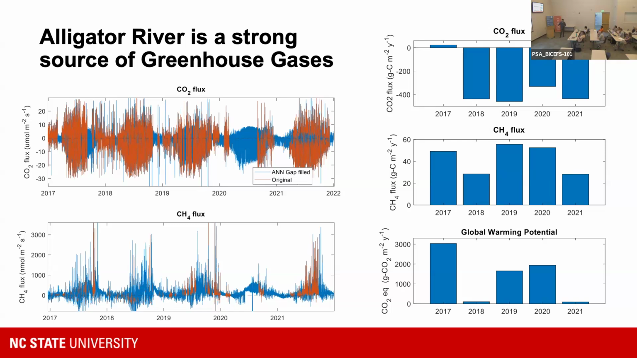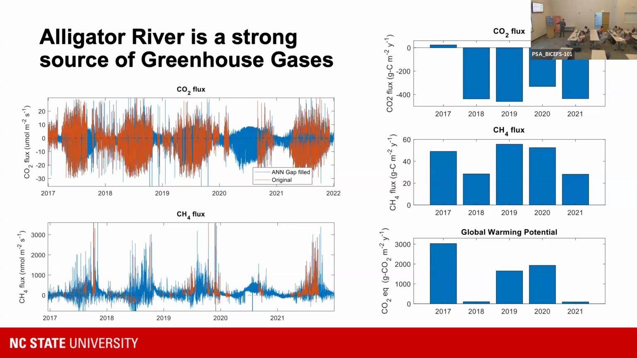Of course, methane looks very gappy, and so there's a high uncertainty on these gap fills. But we can start looking at what's the greenhouse gas budget of a place like Alligator.